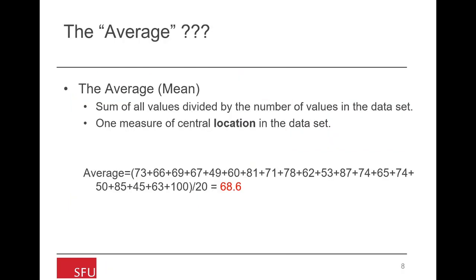The general term average, which I'm putting in quotes, has a practical and statistical meaning, which is called the mean. And what is the mean? It's the sum of all values divided by the number of values in the data set. And it is one measure of the central location in the data set. Here we see the data collection from the previous slide, from slide number 5, 73, 66, and we've simply added all those numbers together and divided by the number of numbers to get a value of 68.6.